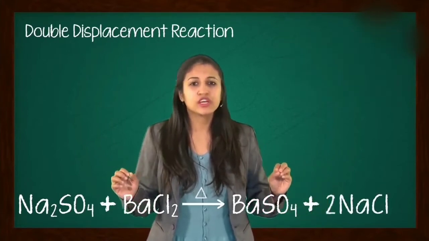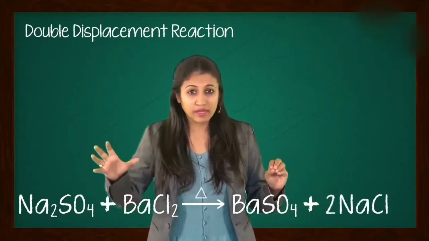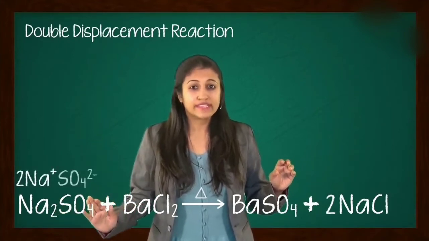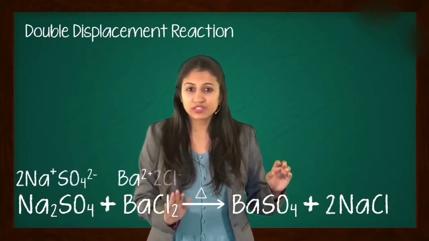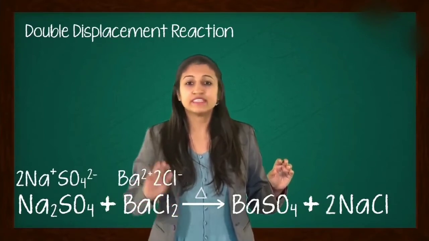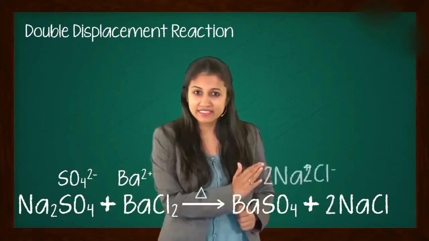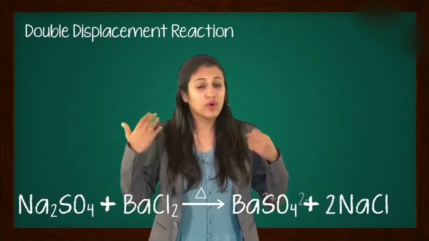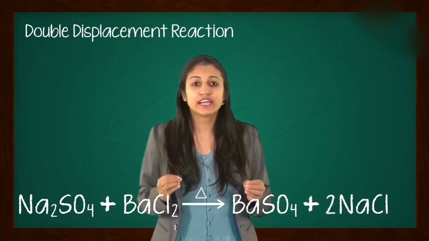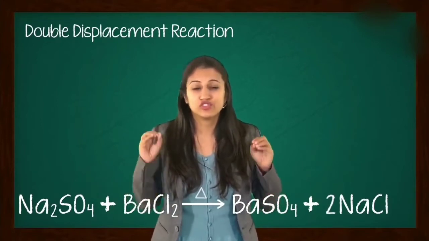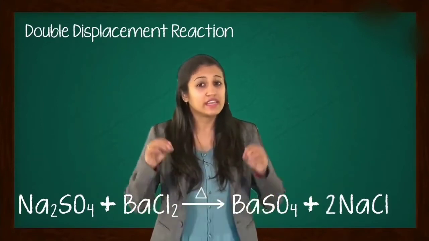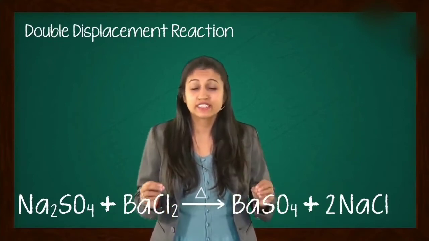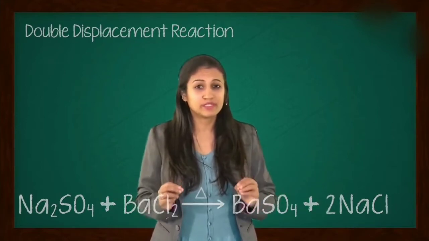In solution, the reactants separate out, they become ions like this. So it becomes 2Na+, SO4 2-, Ba2+ and 2Cl-. What exactly happens is Na and Cl come together like this, Ba and SO4 come together like this, and why that happens is because there is more attraction for Na and Cl in solution. So they can actually come together. Reactions in which there is an exchange of ions between the reactants like this is called a double displacement reaction.